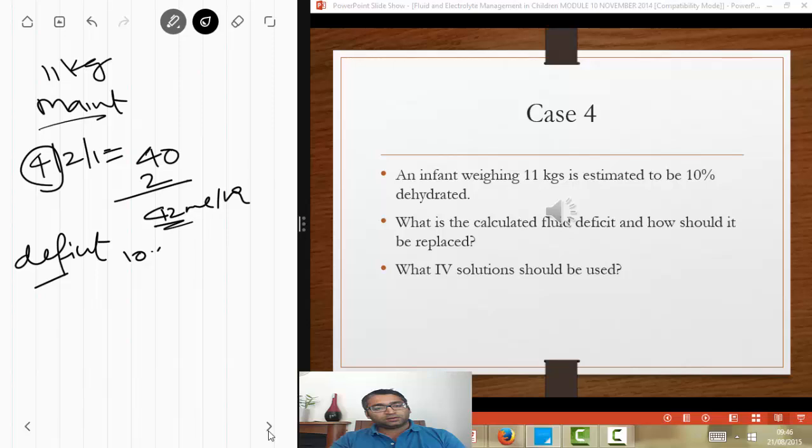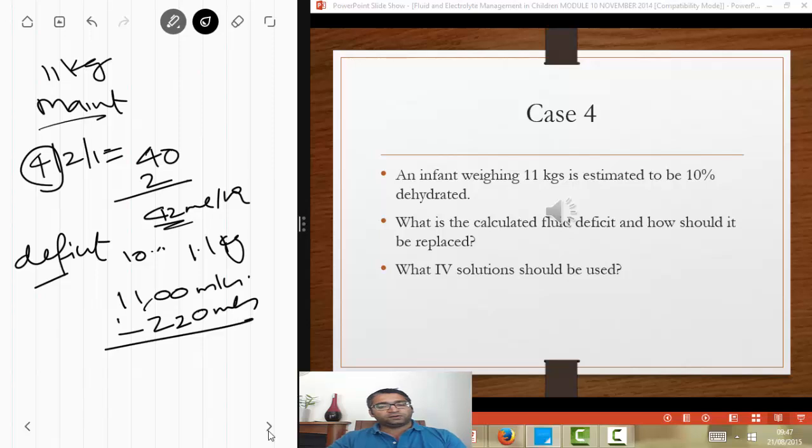Now you have your deficit. So 10% of 11 kilo, that's very easy. So that's 1.1 kilo. So 1.1 kilo will equate to 1100 mL. So that 1100 mL, you want to take out that 220 mL which you gave. So that will give you 880 mL.